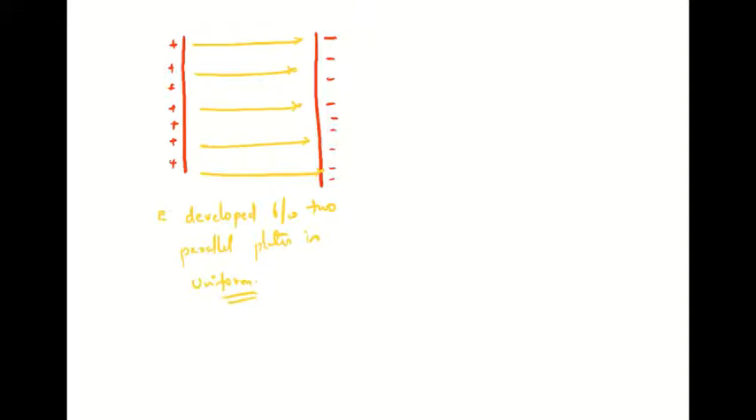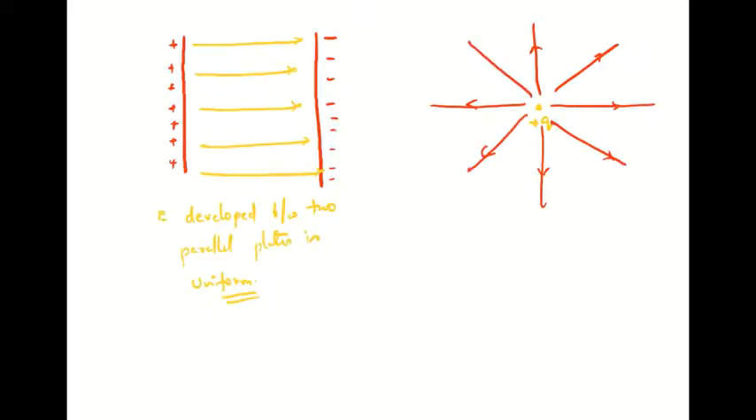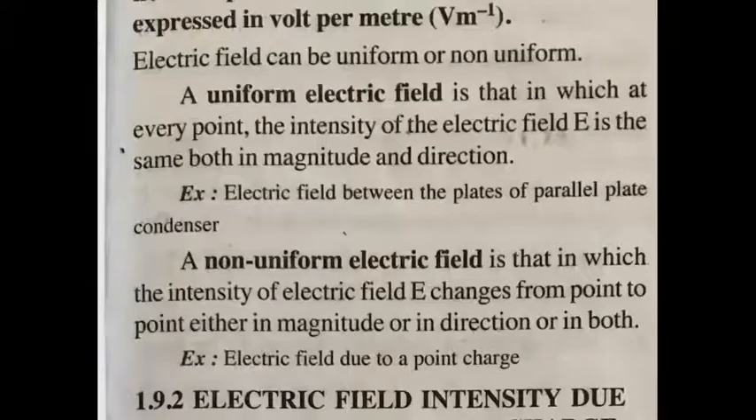And the field which is developed due to a point charge, that is an isolated positive charge, or you can consider an isolated negative charge, is non-uniform. For an isolated positive charge, the field moves away from it. Then this is about uniform and non-uniform electric field.